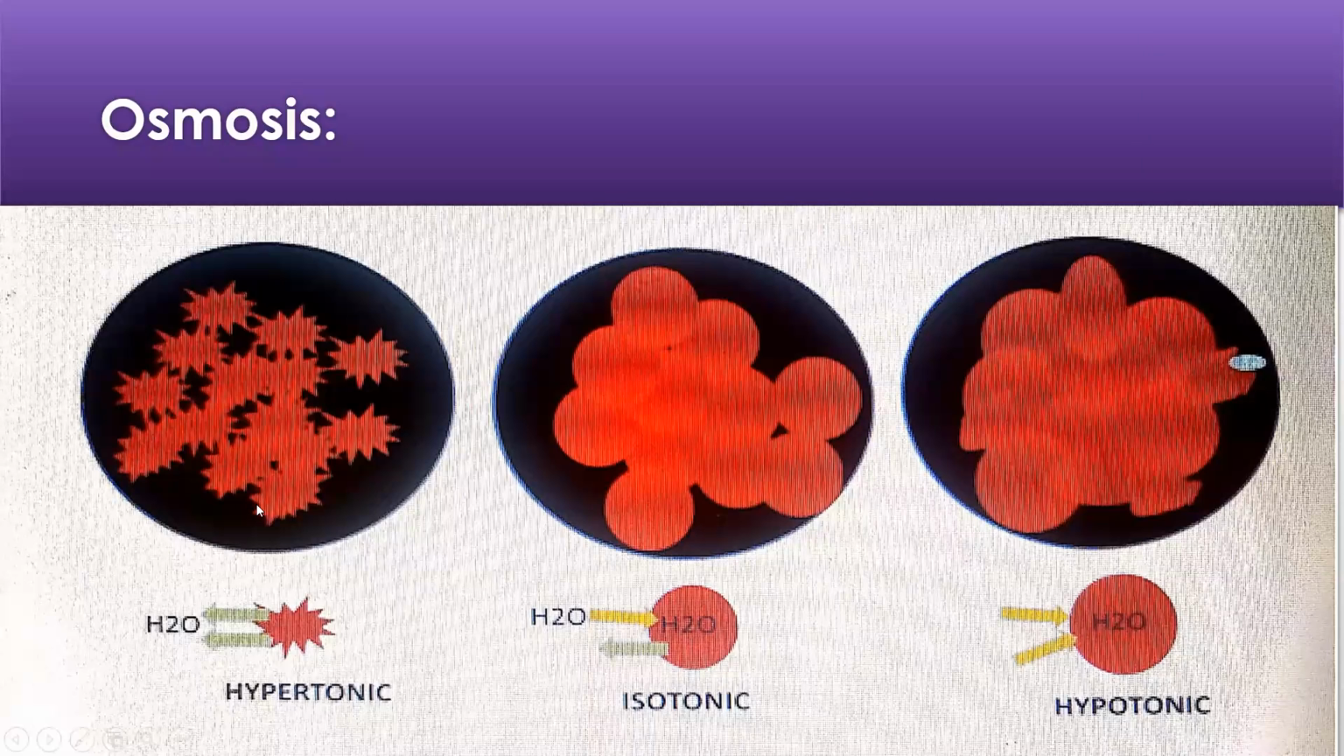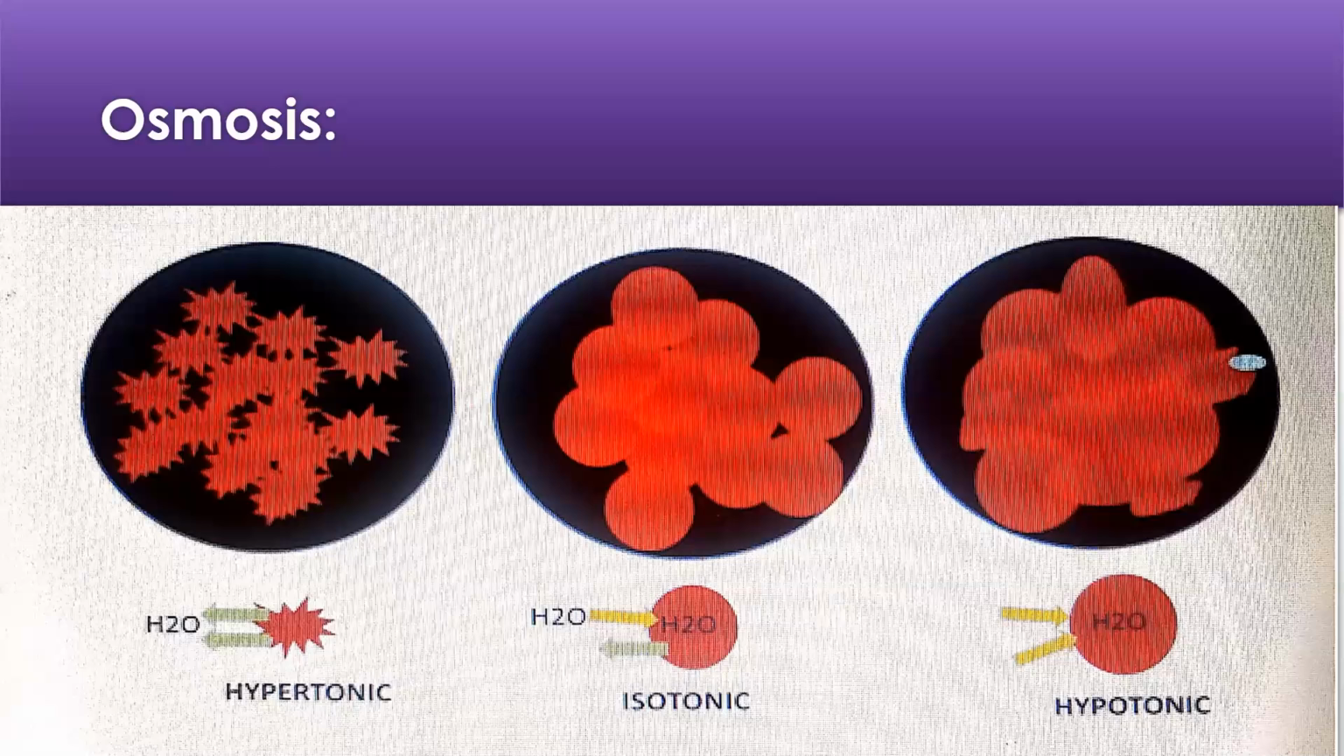When the water concentration outside the cell is less, that is, they are having higher concentration of solute, at that time water is going to move from the cell to the external environment. Such type of solution is called a hypertonic solution. पानी सेल से बाहर के environment में आ रहा है. क्यों? जो बाहर का हमारा environment है, that is having higher concentration of solute.